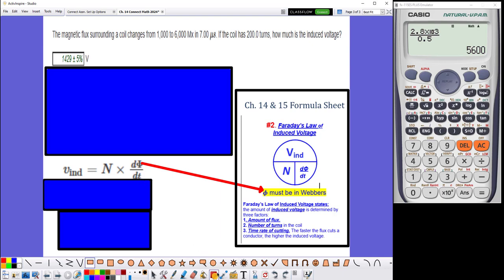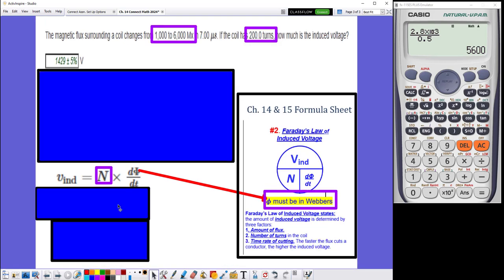And do we have the number of turns? We do, and that's given to us right here, 200. So that will insert here, times d phi over dt. Now we see here that we go from 1,000 to 6,000 Maxwells, so we actually have a change of 5,000 Maxwells. But remember, our phi must be in Webers.